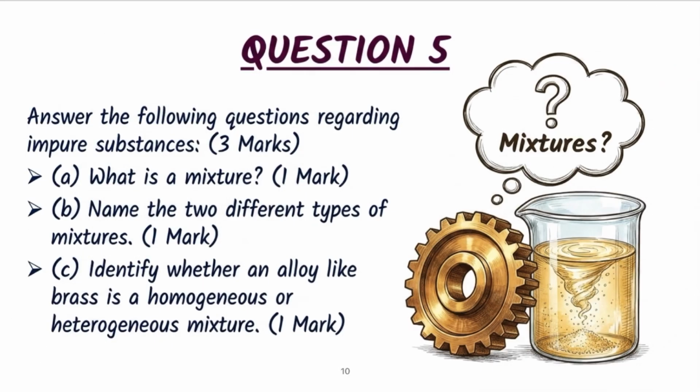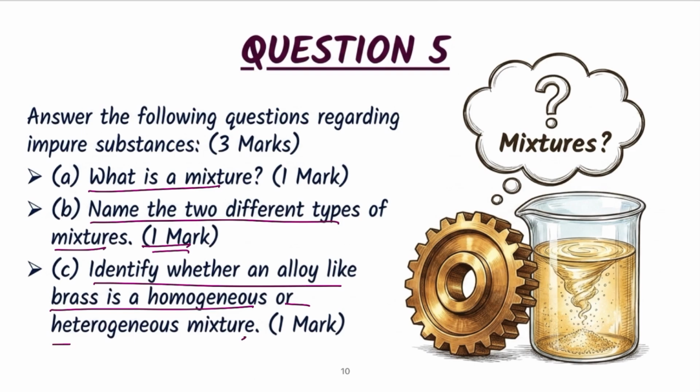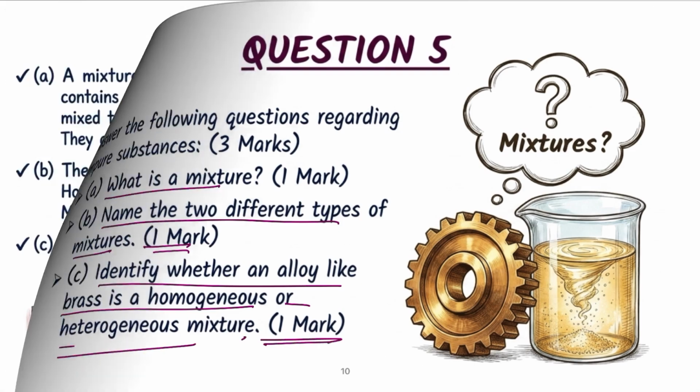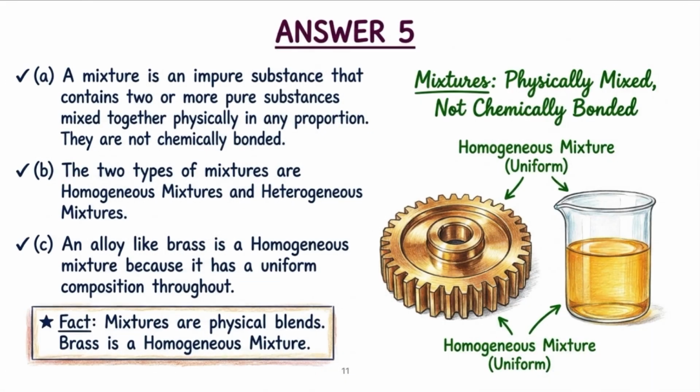Answer the following questions regarding the impure substances. What is a mixture? Name the two different types of mixtures. Identify whether an alloy like brass is a homogeneous or heterogeneous mixture. This is again one more question. So now check the answer of this question.